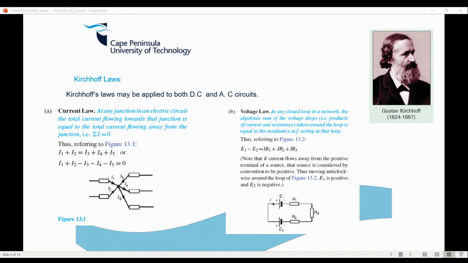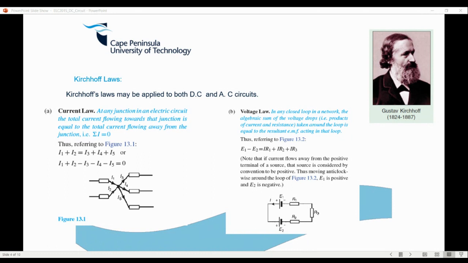Okay, I'm back. So, what is Kirchhoff? Kirchhoff's laws can be applied to both DC and AC circuits, and there are two laws. The first is the current law. It's basically at any junction, the total current flowing towards a junction is equal to the total current flowing away from the junction.